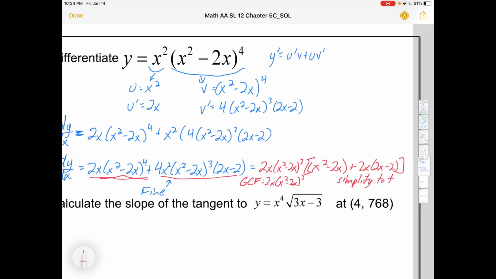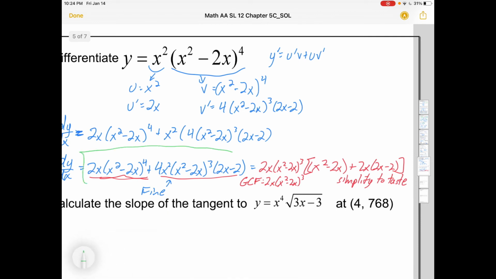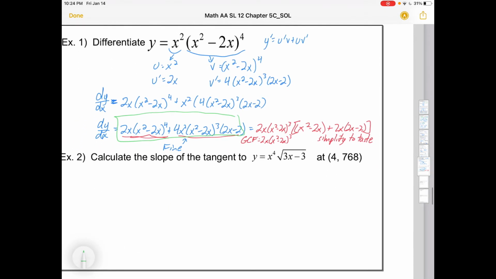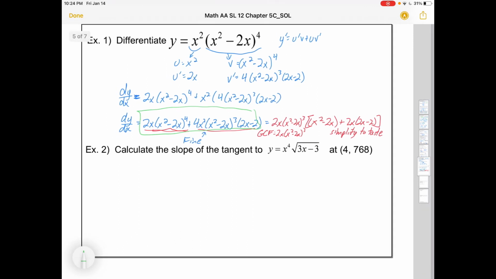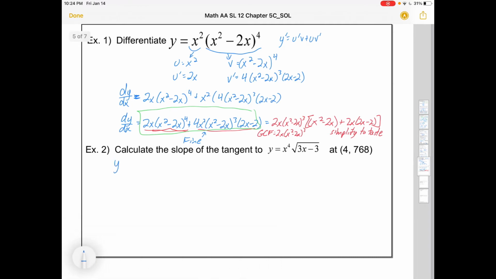And simplify to taste. You could combine some terms inside those big blocky brackets. But again, this right here, I'm going to put it in green. This is absolutely fine. Let's use this to actually find a tangent slope, because you don't need the simplest form to be able to find a tangent slope. So we have y equals x⁴ times (3x − 3) to the half.